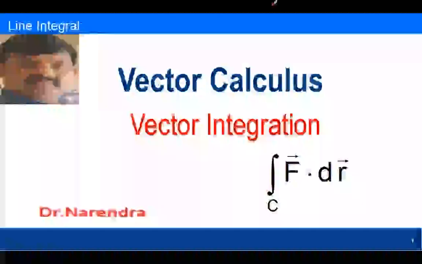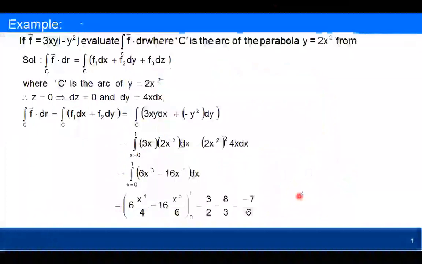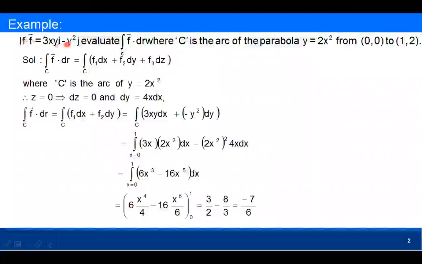Hi friends, in this lecture we will study how to calculate the line integral. If f bar equal to 3xyi minus y square j, find integral f bar dot dr over the curve C, where C is the arc of the parabola y equal to 2x square from 0 to 1 comma 2.